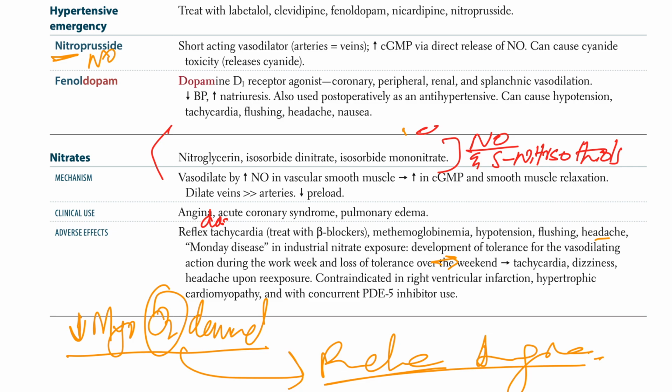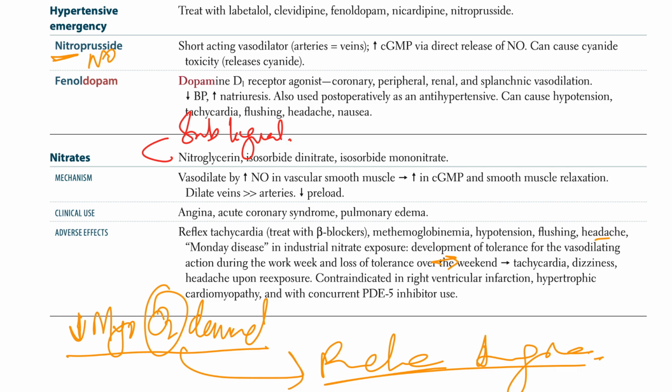Nitrosothiols, and we will talk about that, what that is going to do. On top of that, one more thing is nitroglycerin. In angina patients, we tell them to put that tablet under the tongue, sublingual administration. Well, why do we do that? Because sublingual nitroglycerin will get absorbed quickly.